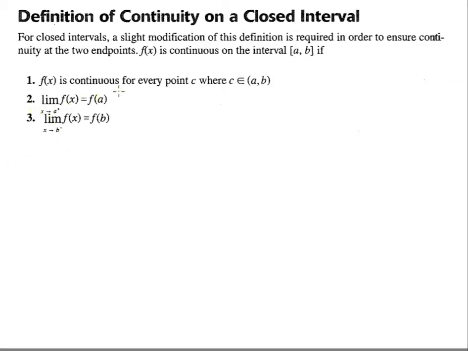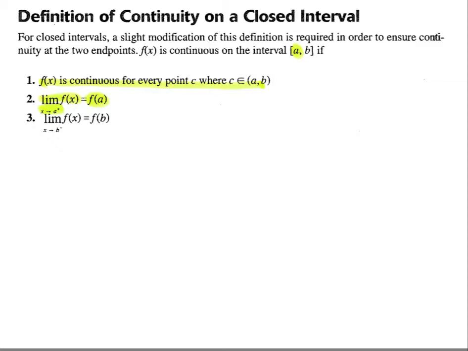Now at the smaller endpoint, which is a, notice that we just look at the limit as x approaches a from the positive side, because there's nothing on the negative side of that graph. There's nothing to the left of a. Everything's to the right of a. And that must equal the function value at a.